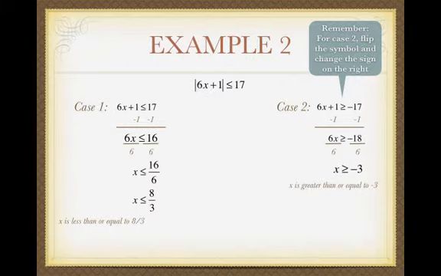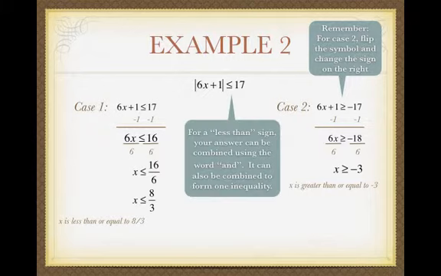Okay, so if you notice in this problem, the original symbol was a less than symbol. So for a less than sign, your answer can be combined using the word and. It can also be combined to form one inequality instead of two separate ones. You could write it this way, but we don't usually see answers written that way. So when we rewrite this, we're going to rewrite it like this.